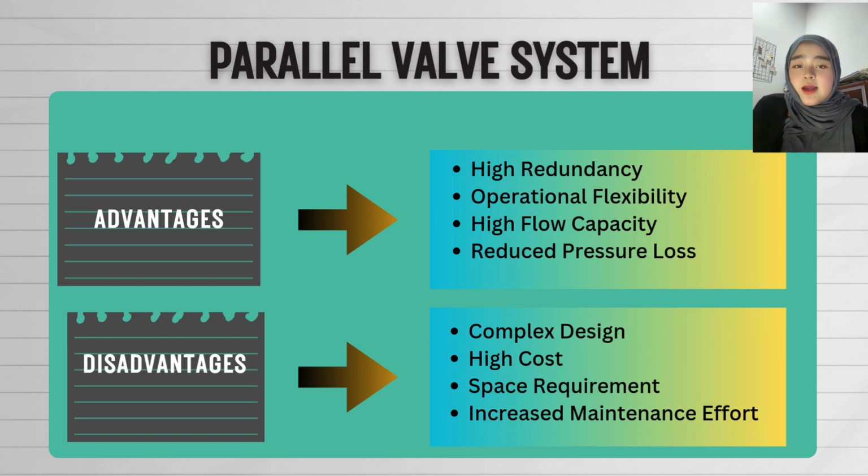And number 3 is high flow capacity. With multiple paths, the amount of fluid that can flow through the system will increase. This is very useful in systems that require large flows, such as cooling systems.